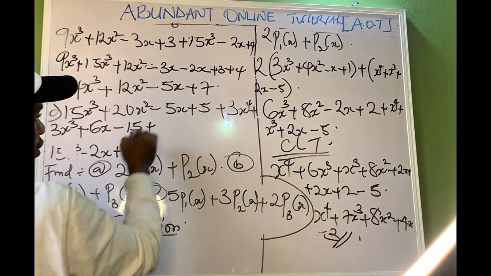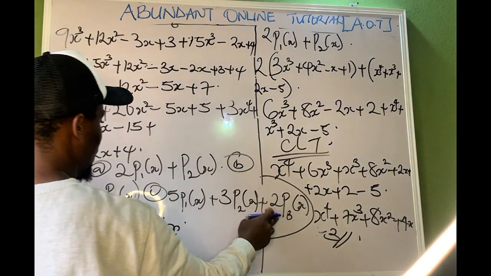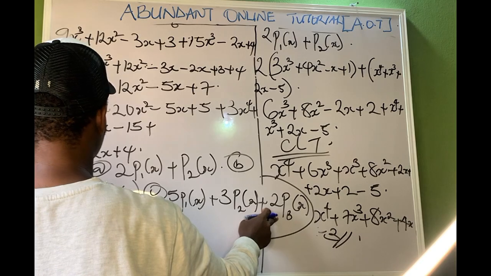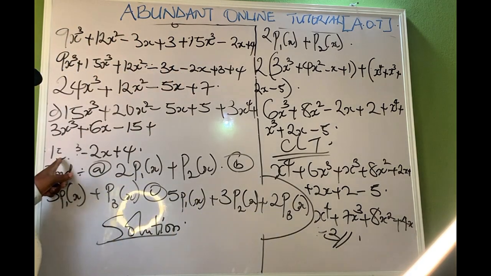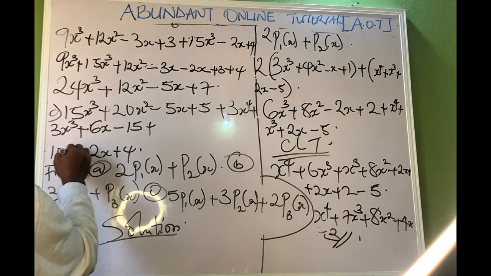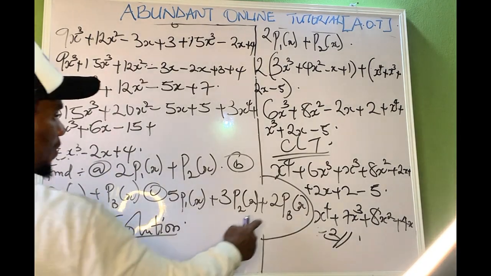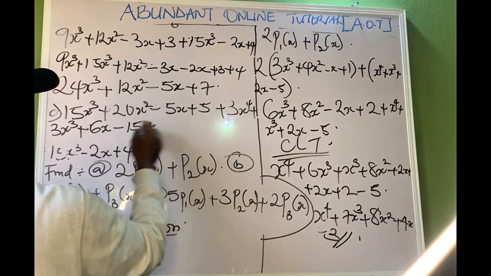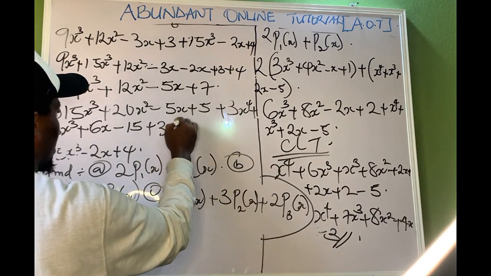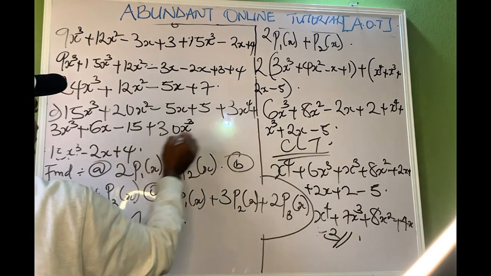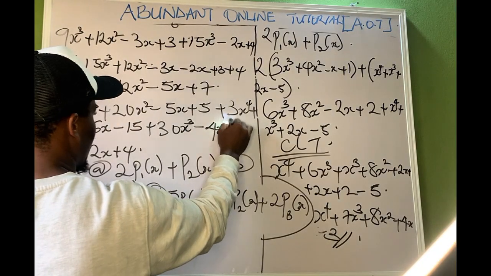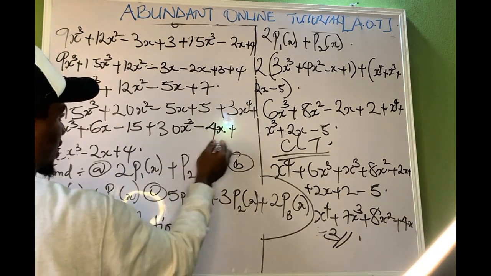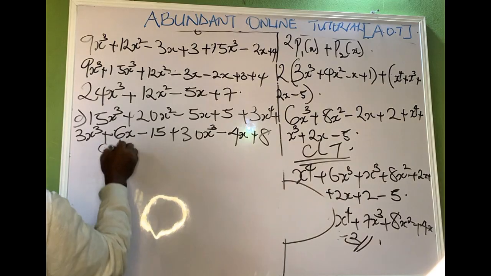So I now have plus my p3. My p3 is 15x cubed. Let me write it. My 15x cubed. So p3 now multiply it. So 15 times 2 is 30x cubed. Then 4x plus 4 times 2.